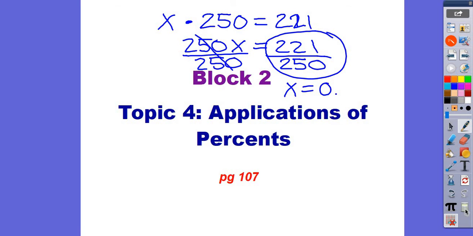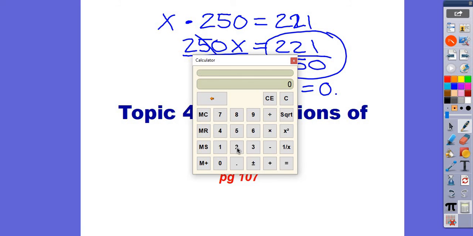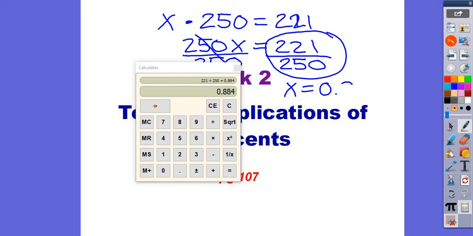How about I do 221 divided by 250? 0.884. I need to change that to a percent. So how many times do I need to move my decimal? Two times. What direction? Right. Twice. So what percent is this? 88.4%.